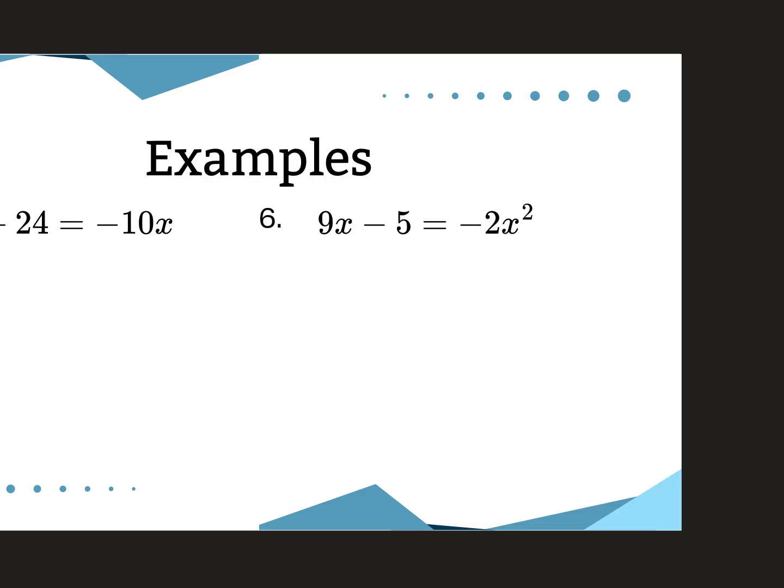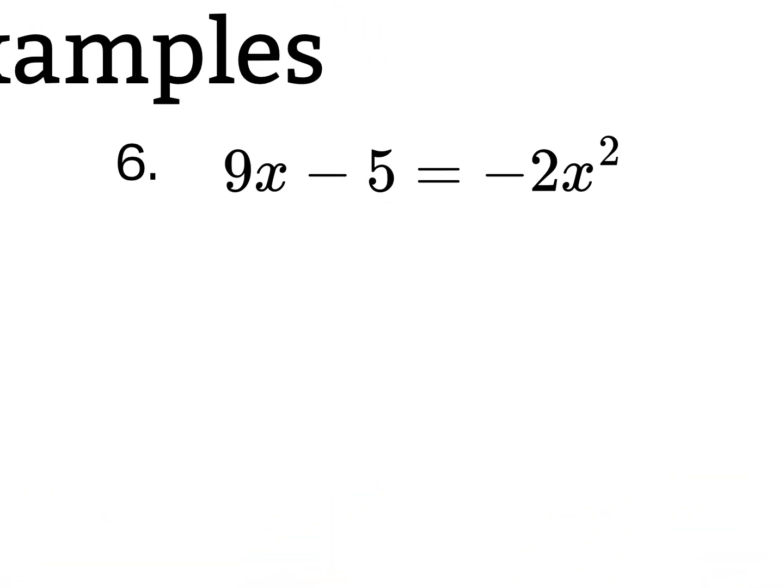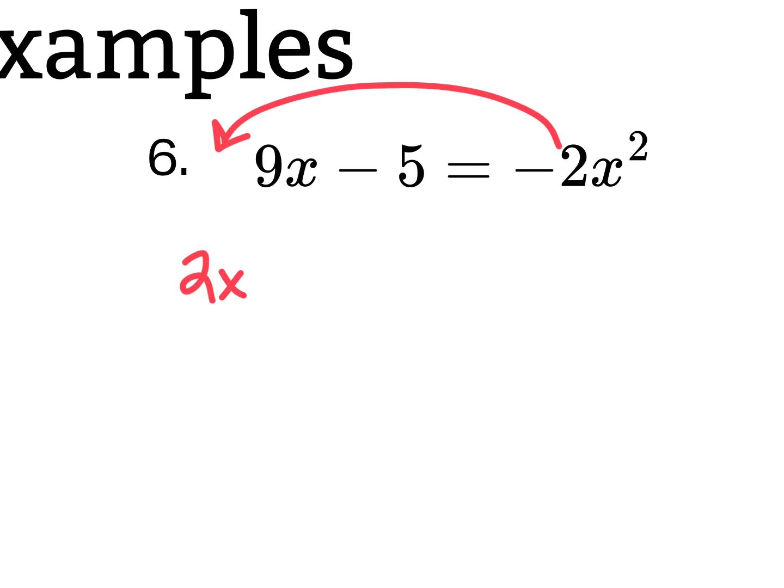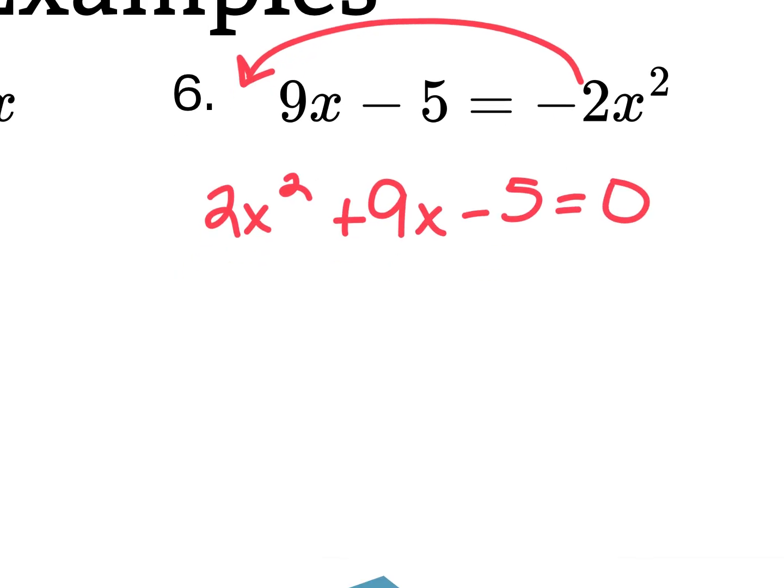Let's do 6. What's going on with 6? It's not in standard form, right? I need to rewrite it so it says x squared, x, constant equals 0. So when I bring this negative 2x over to this side, what does it become? Positive. Remember, when we go over equal signs, our signs are going to change. So 2x squared plus 9x minus 5 equals 0.